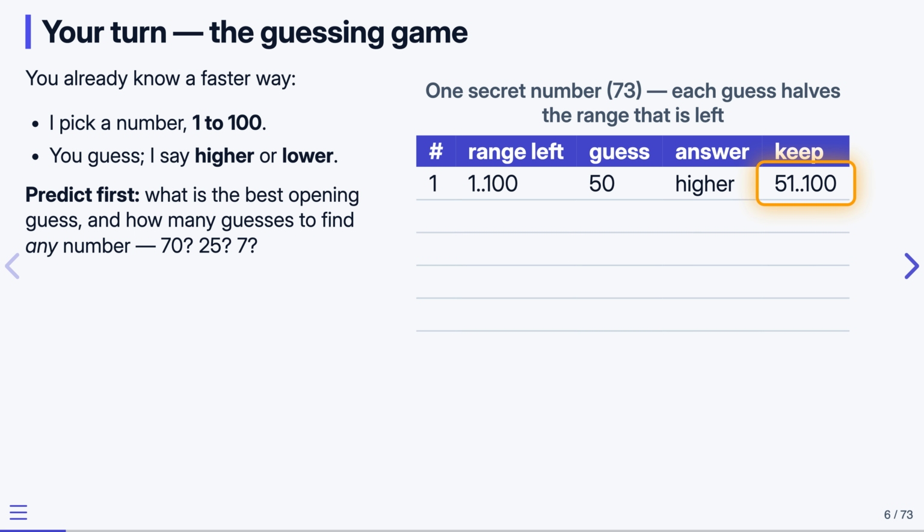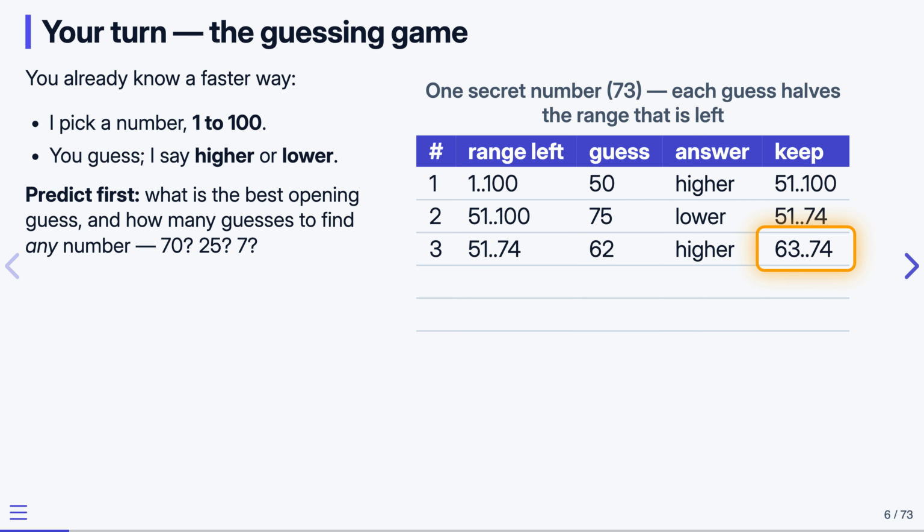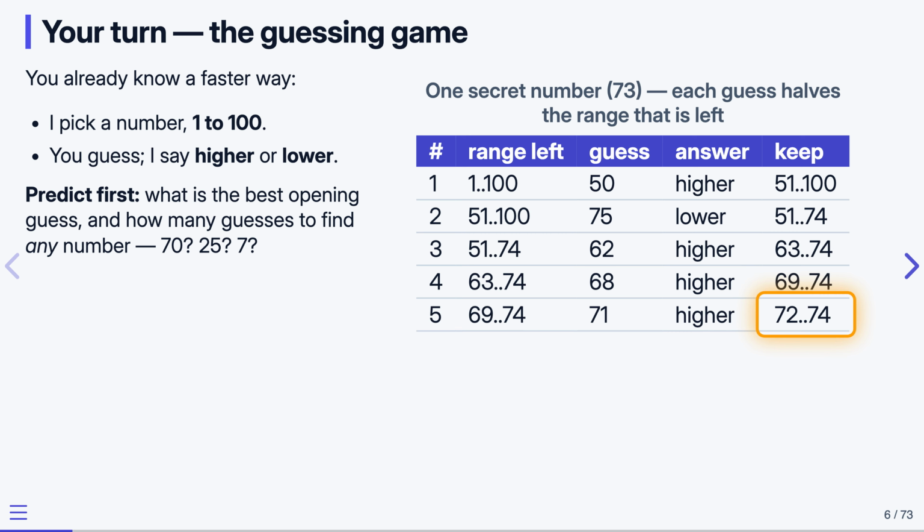Guess 1 is 50, right in the middle. I say higher. So we throw away 1 to 50 and keep 51 to 100. Guess 2 is 75, the middle of what is left. I say lower. So we keep 51 to 74. Guess 3 is 62. I say higher. We keep 63 to 74. Guess 4 is 68. I say higher. We keep 69 to 74. Guess 5 is 71. I say higher. We keep 72 to 74. Guess 6 is 73. Correct. We found it in just 6 guesses.